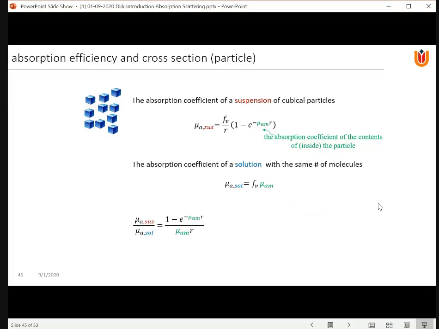So basically this just repeats these equations. The last equation here shows the ratio of the two. So if I divide the absorption coefficient of the suspension by that of the solution, I get this expression which depends on 2 parameters only: the absorption coefficient of the molecules when they were still inside the particles, and the particle size. But all the other factors like volume fraction, they're all gone. So this ratio only depends on these 2 parameters.